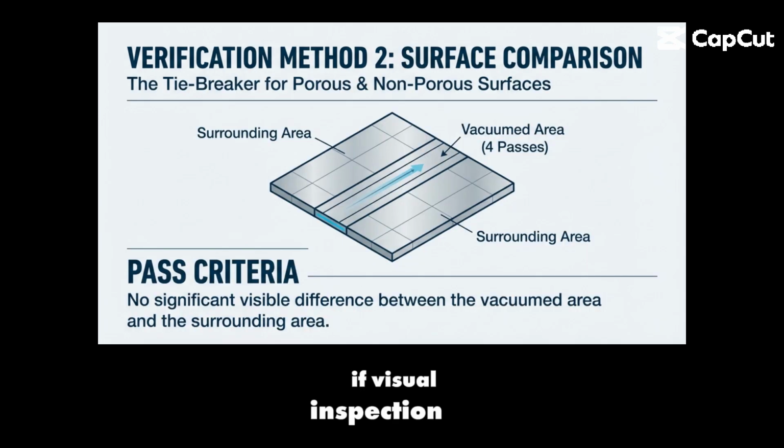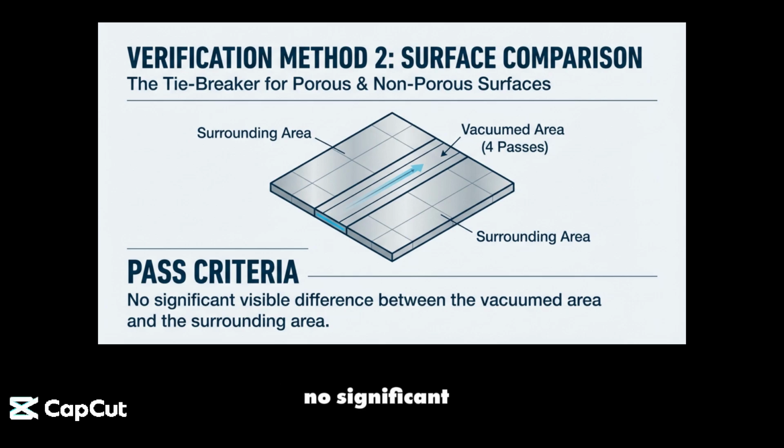If visual inspection is inconclusive, we move to verification method 2, surface comparison. This acts as the tiebreaker for porous and non-porous surfaces. A section is vacuumed with 4 passes, and to pass the criteria, there must be no significant visible difference between the vacuumed area and the surrounding area.